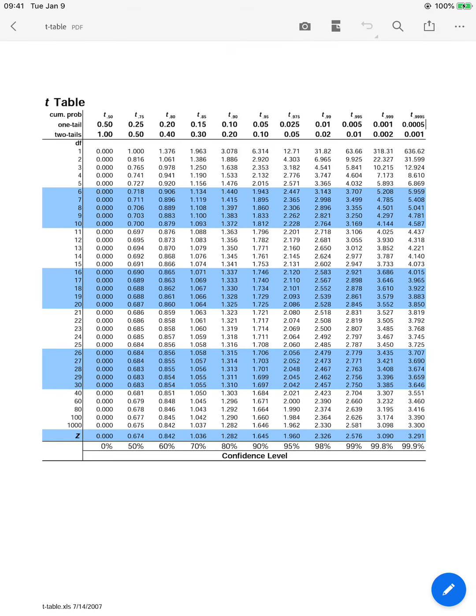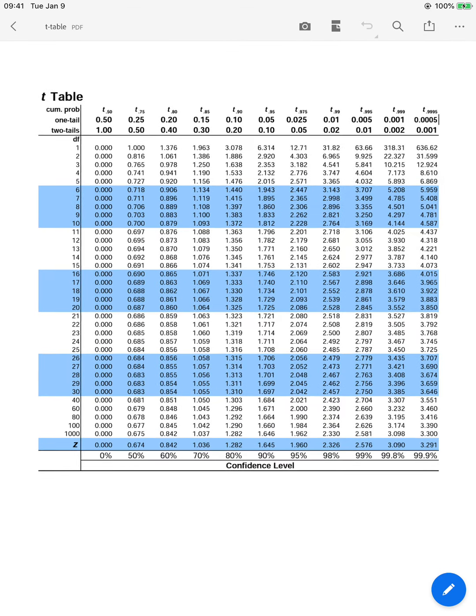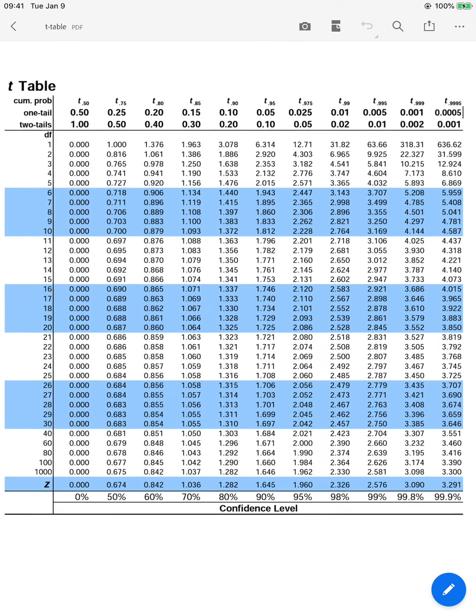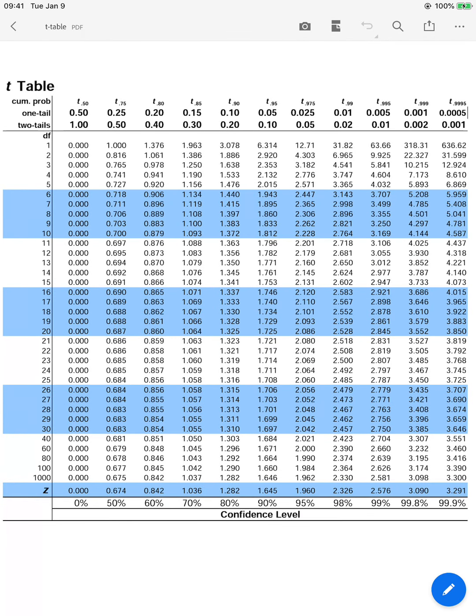Back right here, we have a table. This is our t-table. Let me zoom in a little bit. I can't turn the screen so it's a little bigger because it'll stop recording. Okay. Our t-table gives us some information. So the top is the cumulative probabilities, followed by a row if you're doing a one-tailed test, and a row if you're doing a two-tailed test.